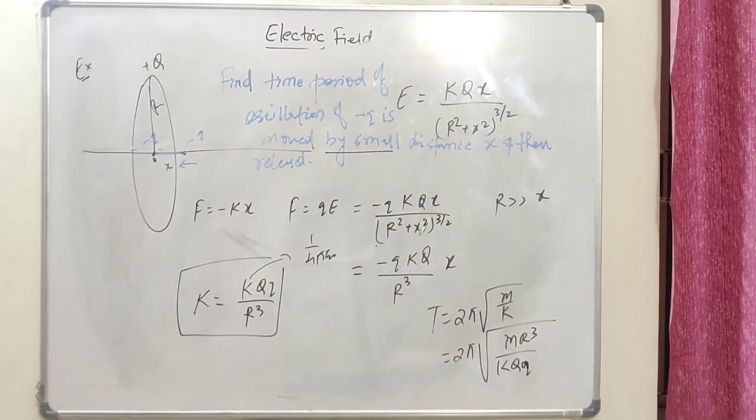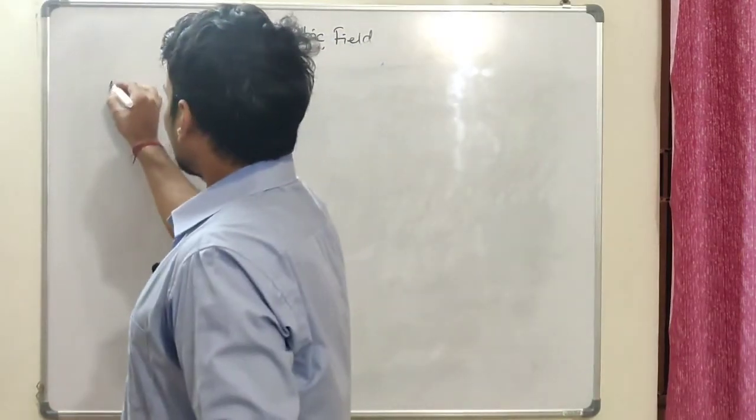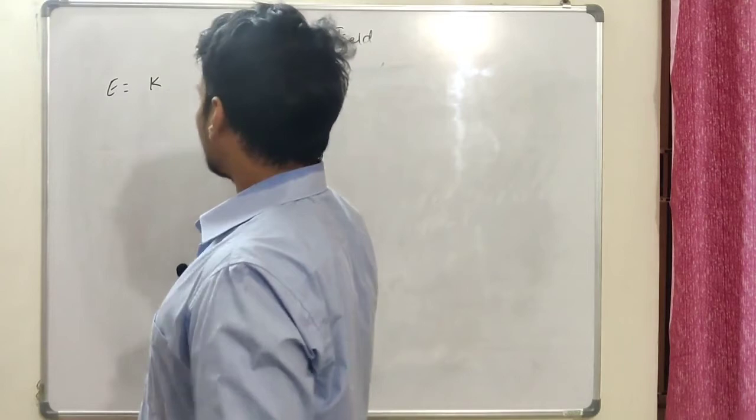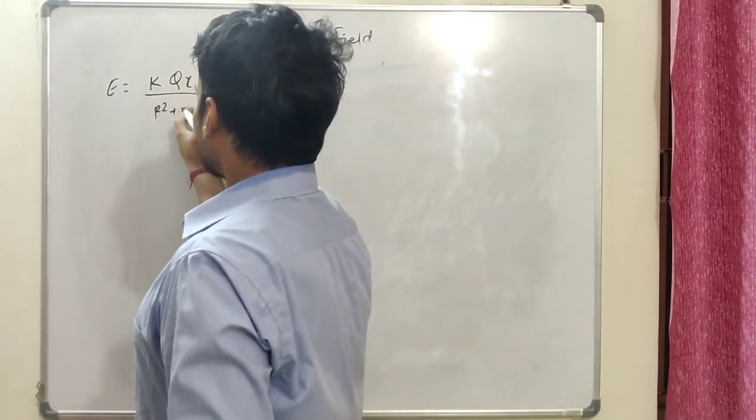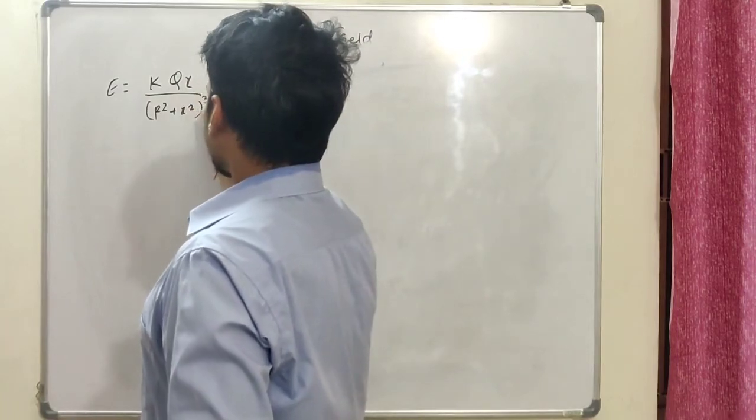Before that, let me clean this properly. That electric field is nothing but the field due to the ring on the axis, kQx over (r square plus x square) to the power of 3 by 2.